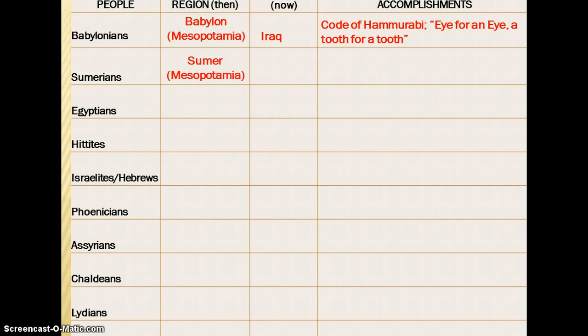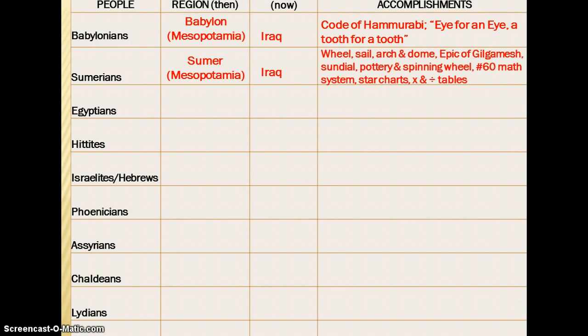Sumerians lived in Sumer, called Mesopotamia. Today it's Iraq. And they invented all the things we just mentioned: the wheel, sail, arch, dome, Epic of Gilgamesh, sundial, pottery wheel, spinning wheel, using number 60 as a math system, constellation charts, and multiplication and division tables.